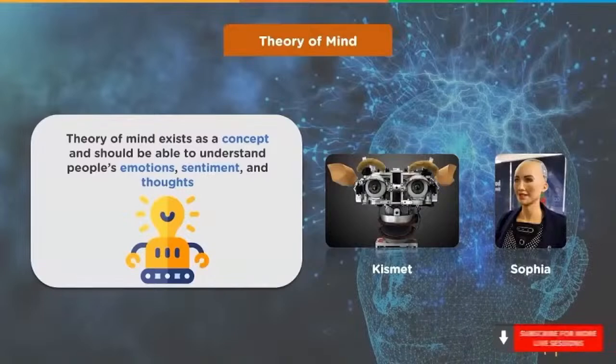Sophia from Hanson Robotics is another example where the theory of mind AI was implemented. Cameras within Sophia's eyes combined with computer algorithms allow her to see. She can follow faces, sustain eye contact, and recognize individuals. She is able to process speech and have conversations using natural language subsystems.